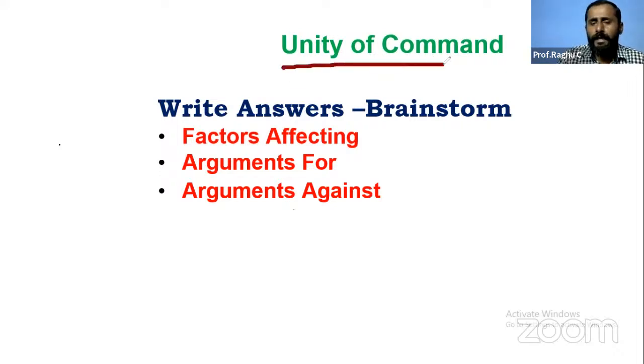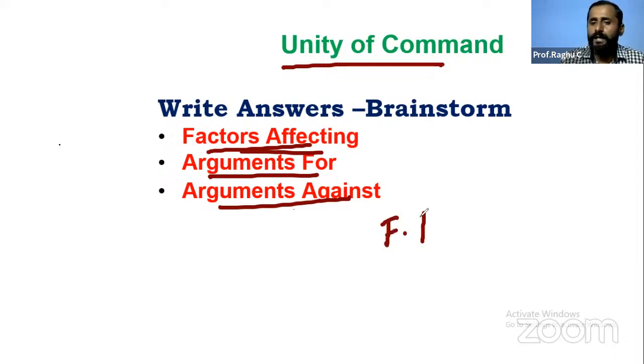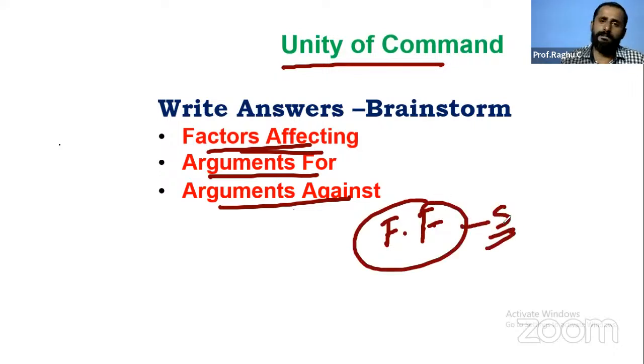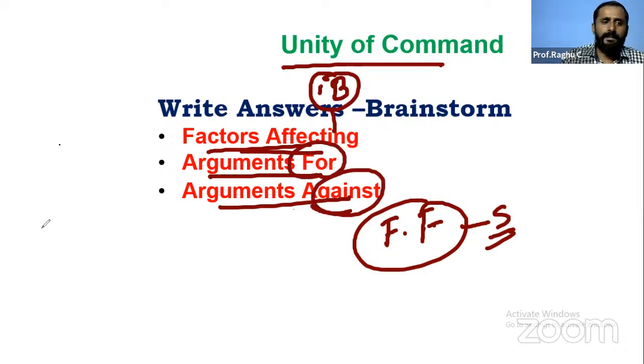So unity of command, what are the factors affecting? Arguments for and against. What are the advantages of unity of command? What are the disadvantages of unity of command? In this, you can also take note of functional foremanship, which was propounded by Taylor in scientific management. So one boss, only one boss for an employee. What are the positives? What are the negatives? So you should be thinking. We'll discuss later.